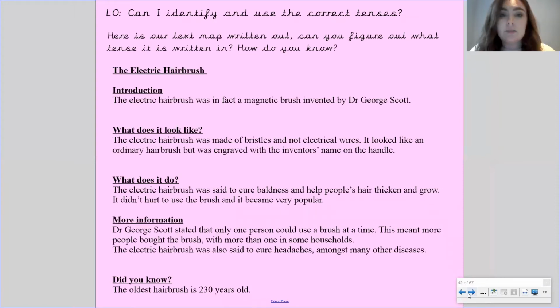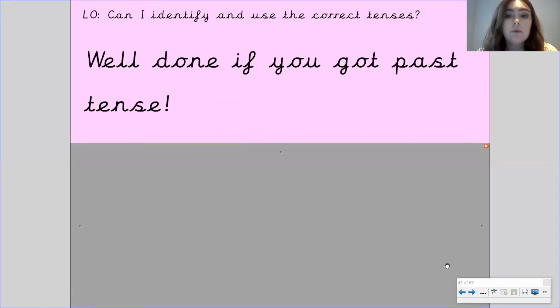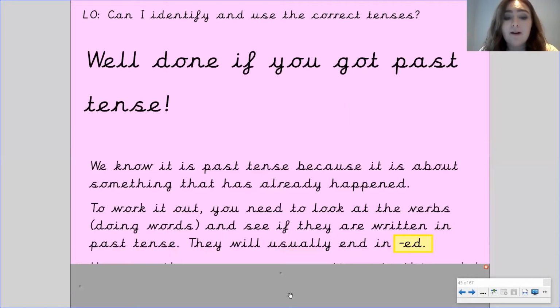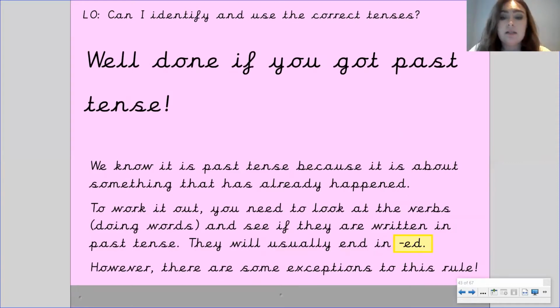So here is our text map written out. So this is our script, and I want you to figure out what tense it's written in and how do you know? Pause the video to have a think. Well done if you got that it's written in past tense. We know it's past tense because it's about something that has already happened.